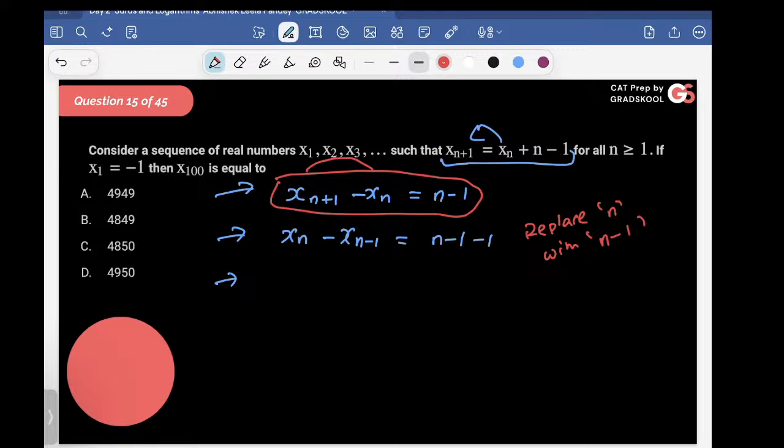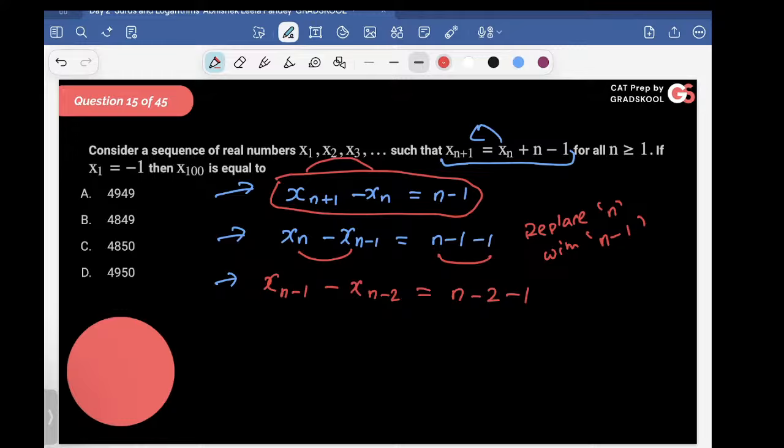So now if I replace with n minus 2, what I'm going to get? Let's see what I'm going to get. N minus 2. So I'll get x(n-1) minus x(n-2) is n minus 2 minus 1. That's what I am getting. All right.